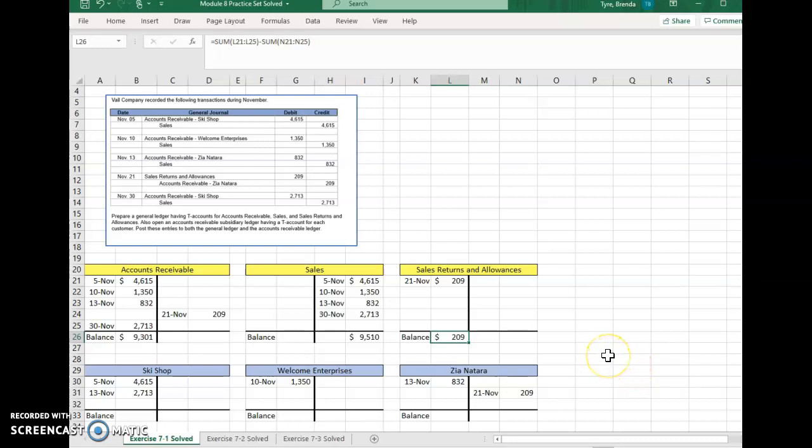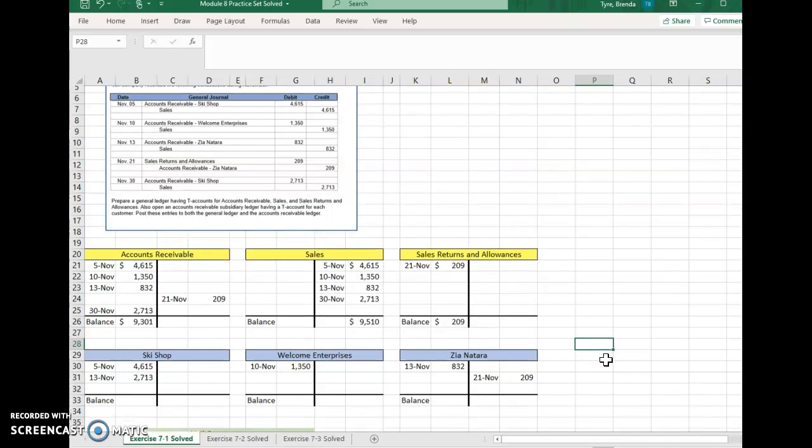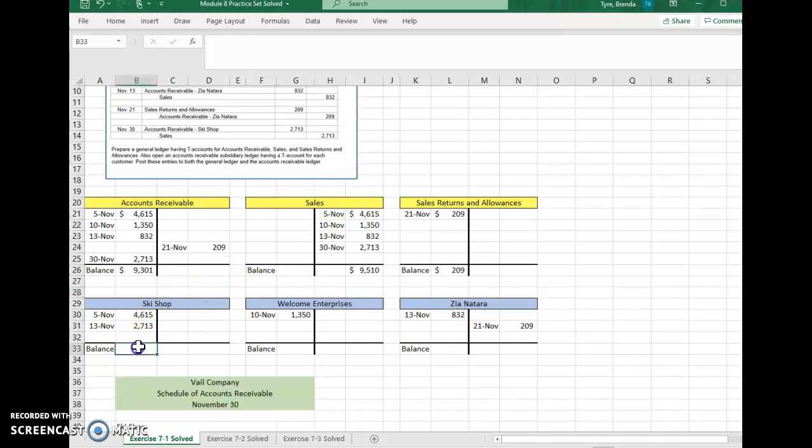Now we're going to go down to our subsidiary ledger and sum up these accounts. And I'm just going to copy that over to Welcome. On Zia Natera, we need to make sure that we get the credit. So we've got the debit over there minus the credit. So our balance for Zia Natera is $623.